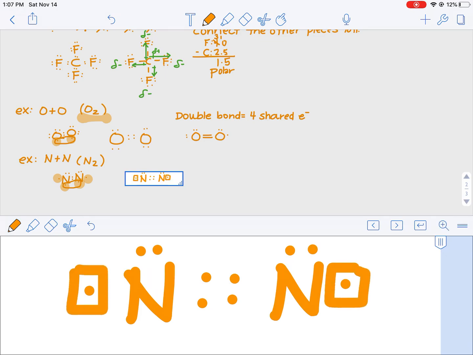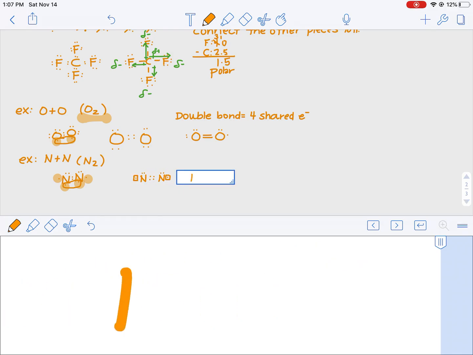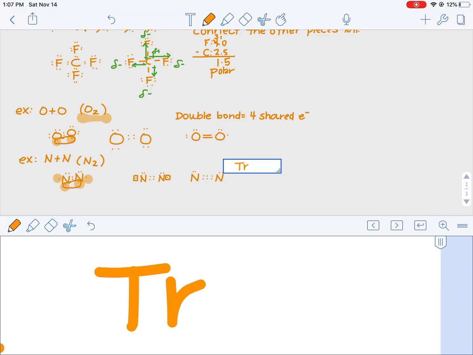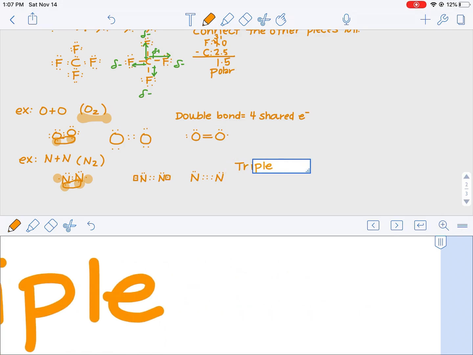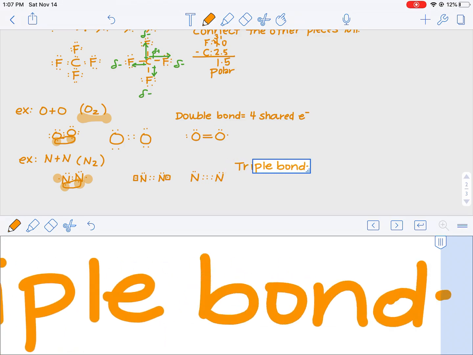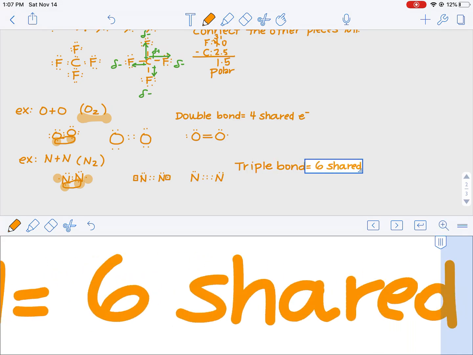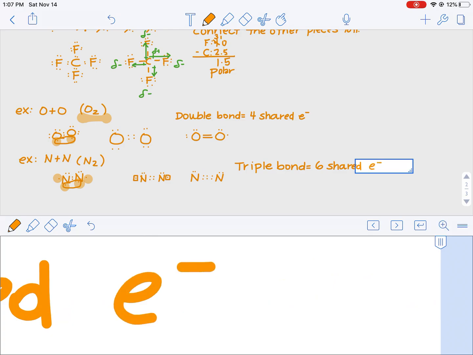Well, we've still got these electrons that are alone. If we could click them up again and wind up having a total of 6 shared electrons between those nitrogen atoms, now the nitrogen on the left has access to 8, the nitrogen on the right has access to 8. They both have full shells. This is called a triple bond. And that's where 6 shared electrons exist.